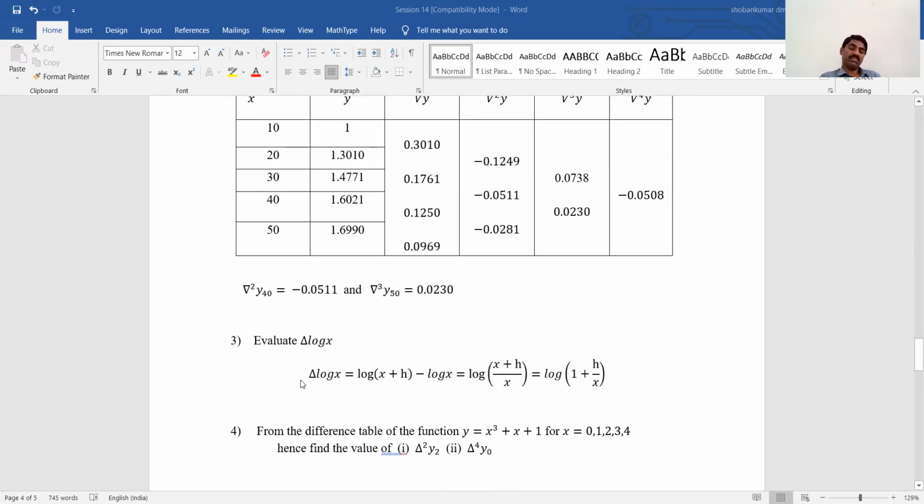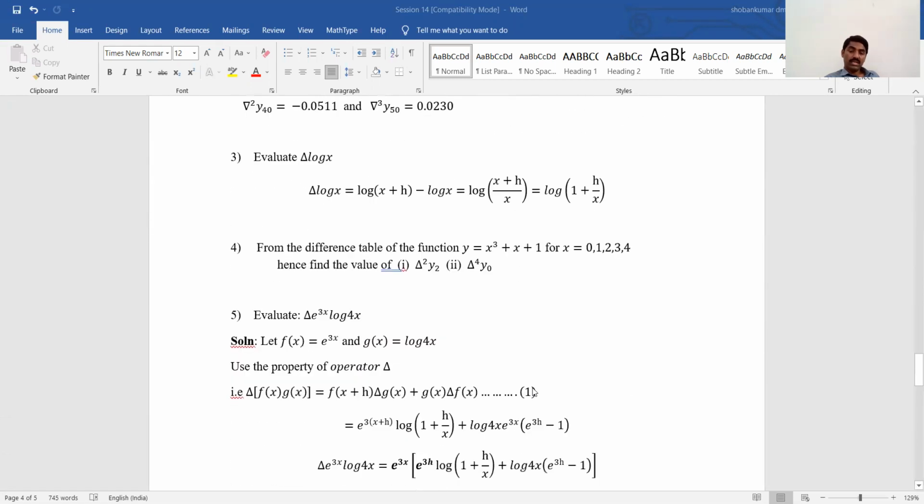Here evaluate delta of log x. Here we know the property: delta of f of x is defined as f of x plus h minus f of x. According to that, here f of x is log x. Therefore, delta log x equals log of x plus h minus log x. It can also be written, as log a minus log b is log a by b form, log of x plus h divided by x. Here x by x plus h by x, x gets cancelled. Log of 1 plus h by x. Therefore, delta log x is equal to log of 1 plus h by x.